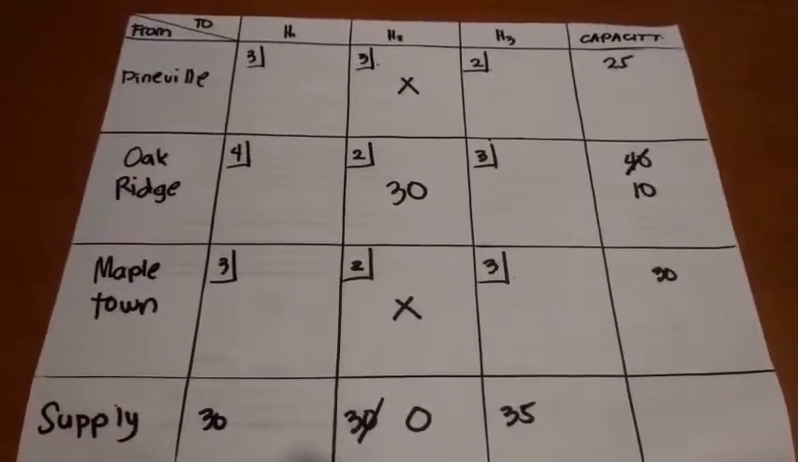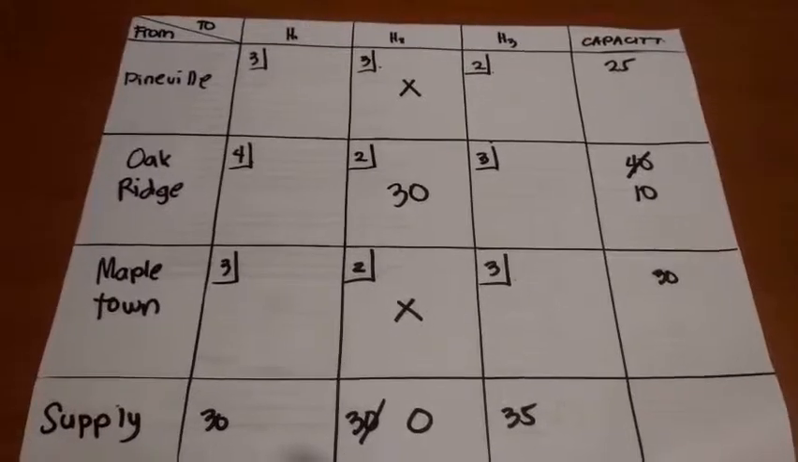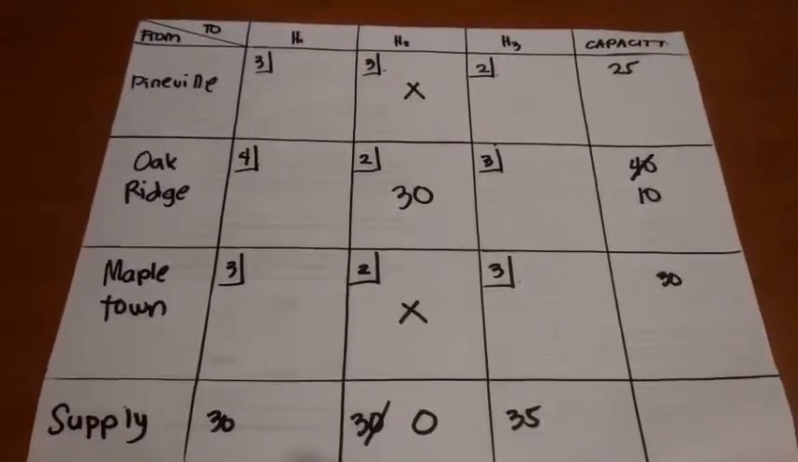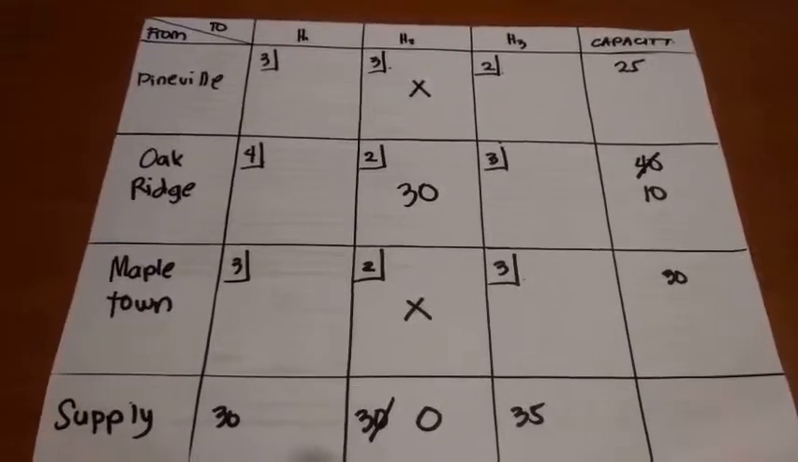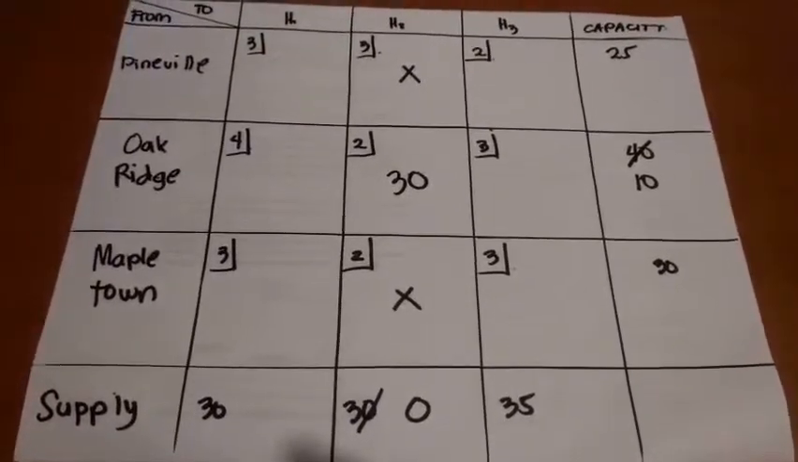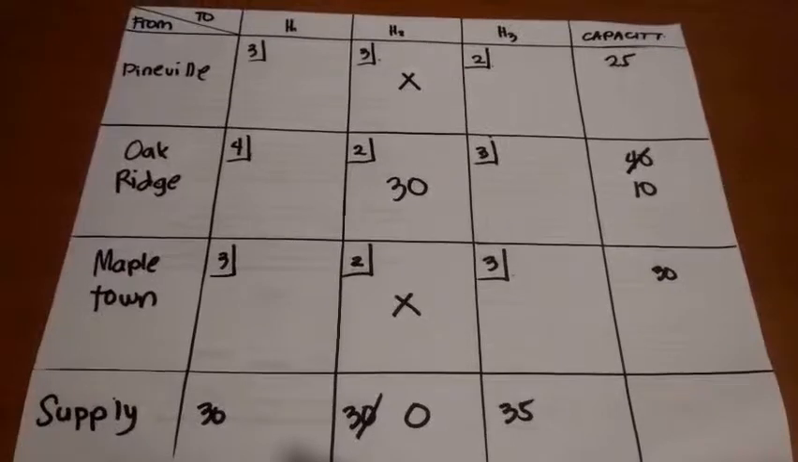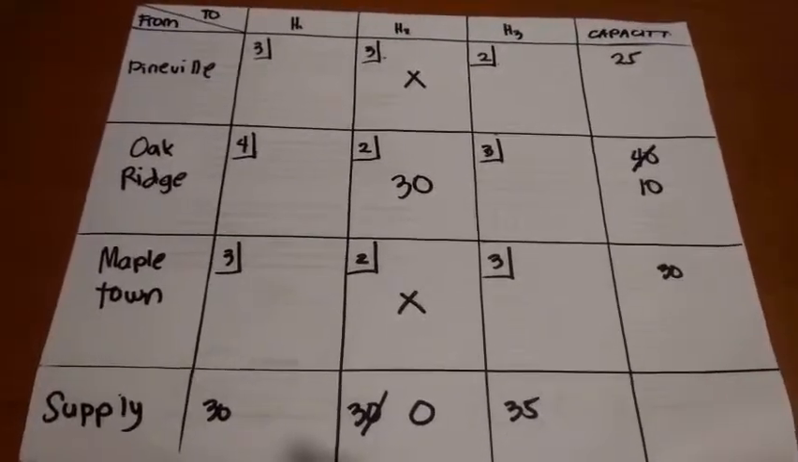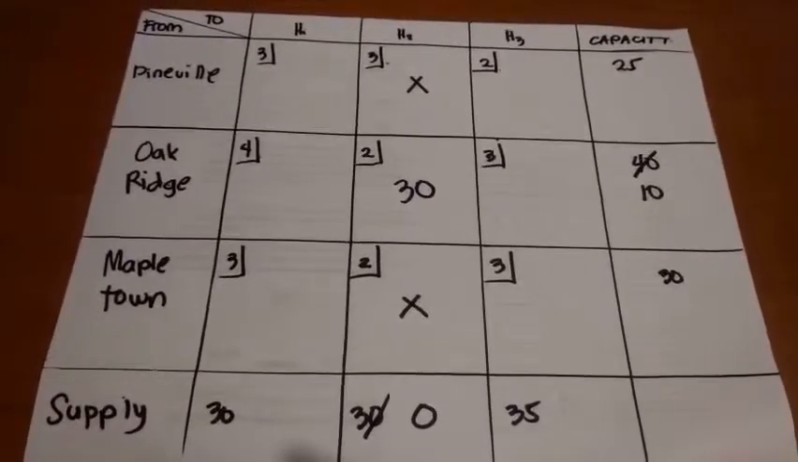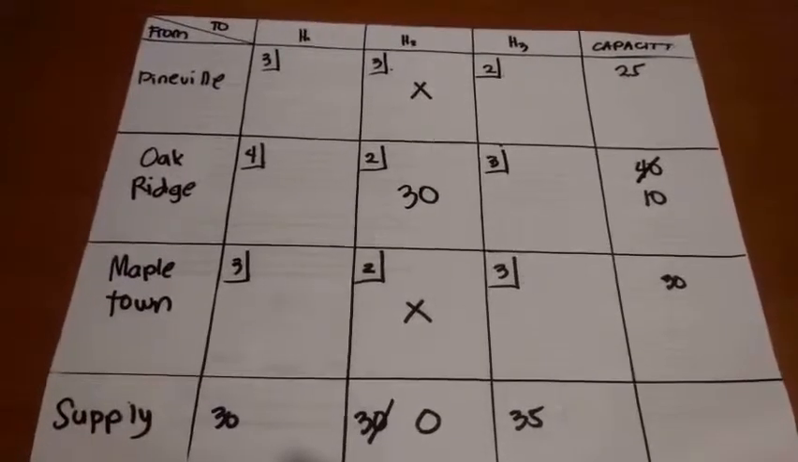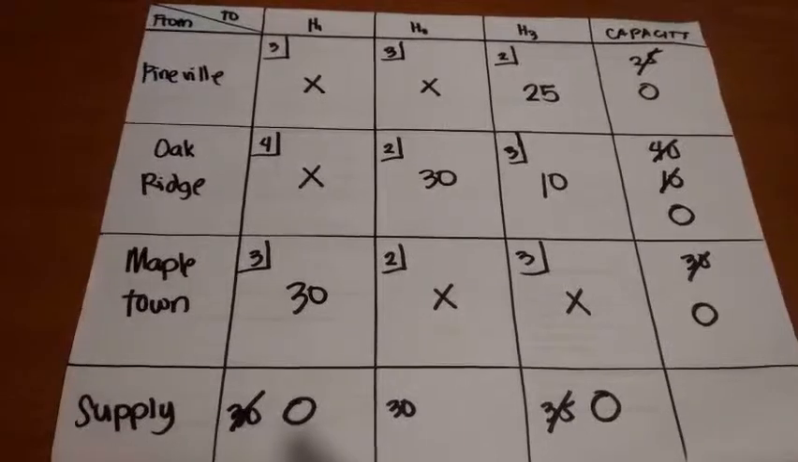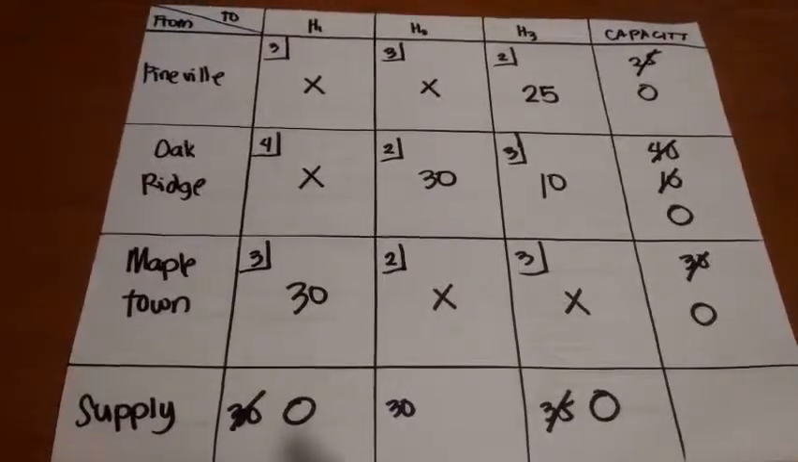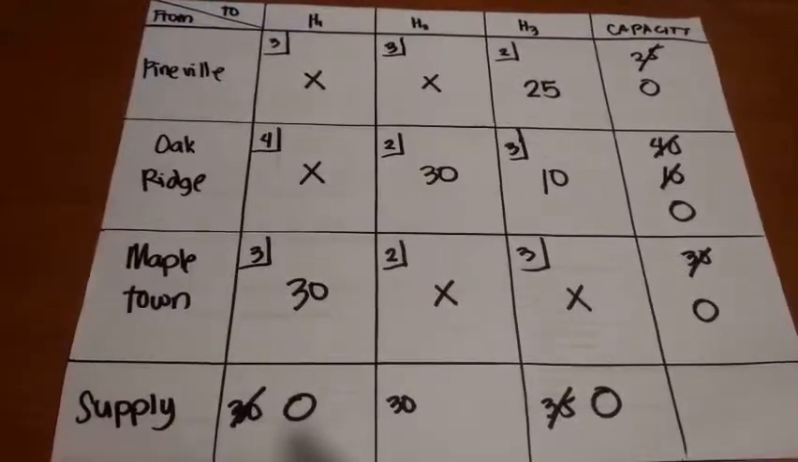Assign as much allocation as possible to this cell. That would be 30. Then subtract the allocation from the capacity and supply of the respective cell. Block those cells that cannot be allocated. Repeat steps until all allocations have been assigned. This is the initial tableau obtained using the minimum cell cost method.